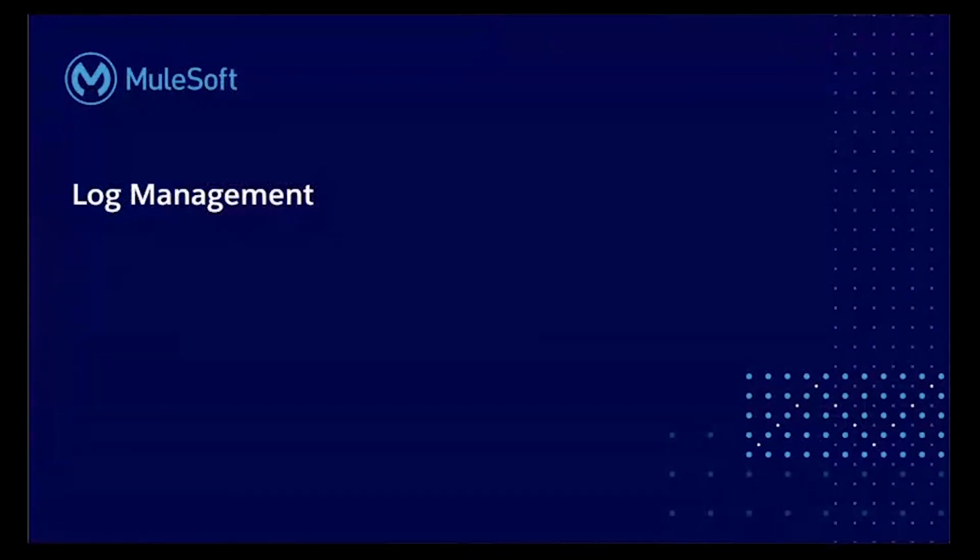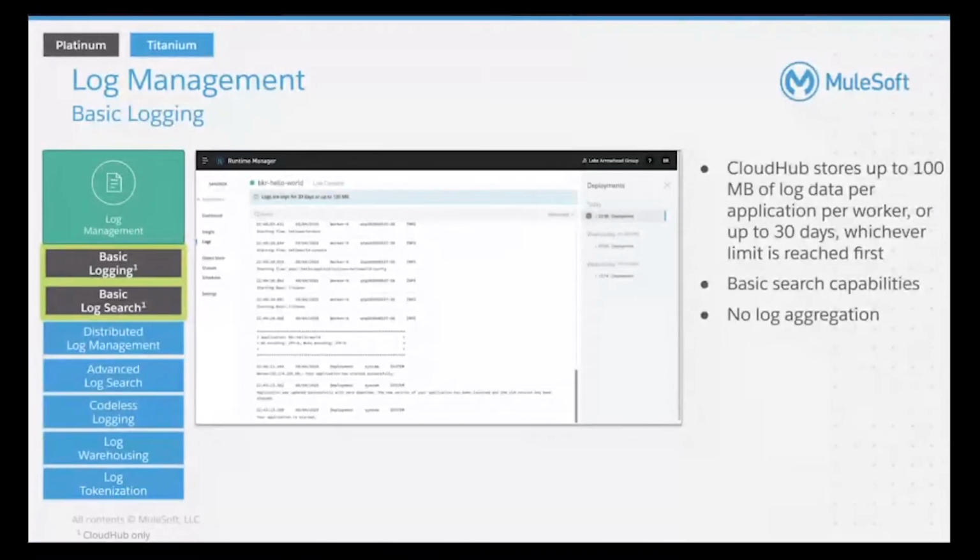Let's talk a little bit about log management. Like I mentioned, you have basic logging, which provides you with basic log search. We all have done this in our runtime logs. CloudHub usually stores up to 100 megs of data in a log file, and it basically stores the data for up to 30 days, whichever limit reaches first. After that, you don't see that data. So there is no log aggregation here, right?